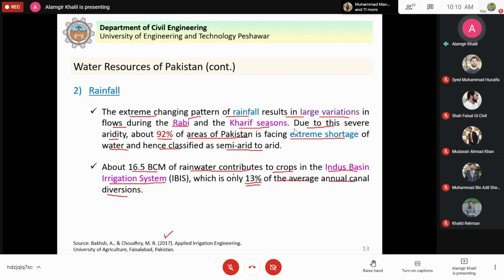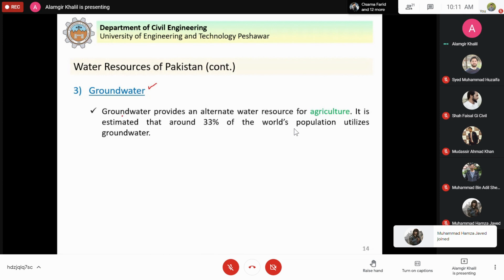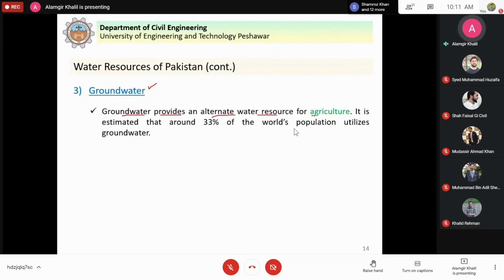So you can see the importance of irrigation engineering in Pakistan. Another source is the groundwater. Groundwater provides an alternate water resource for agriculture. Why alternate? Because groundwater is not directly available to crops.